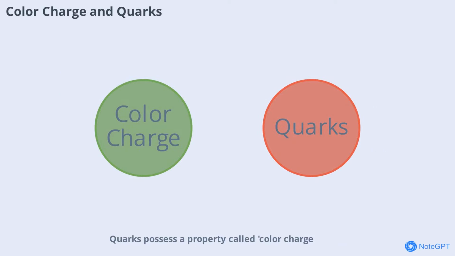Quarks possess a property called color charge, which is unrelated to actual color. This property is essential for the strong force, as it determines how quarks interact via gluons. Only combinations of quarks that result in a color-neutral particle can exist freely, explaining why we never see isolated quarks in nature.